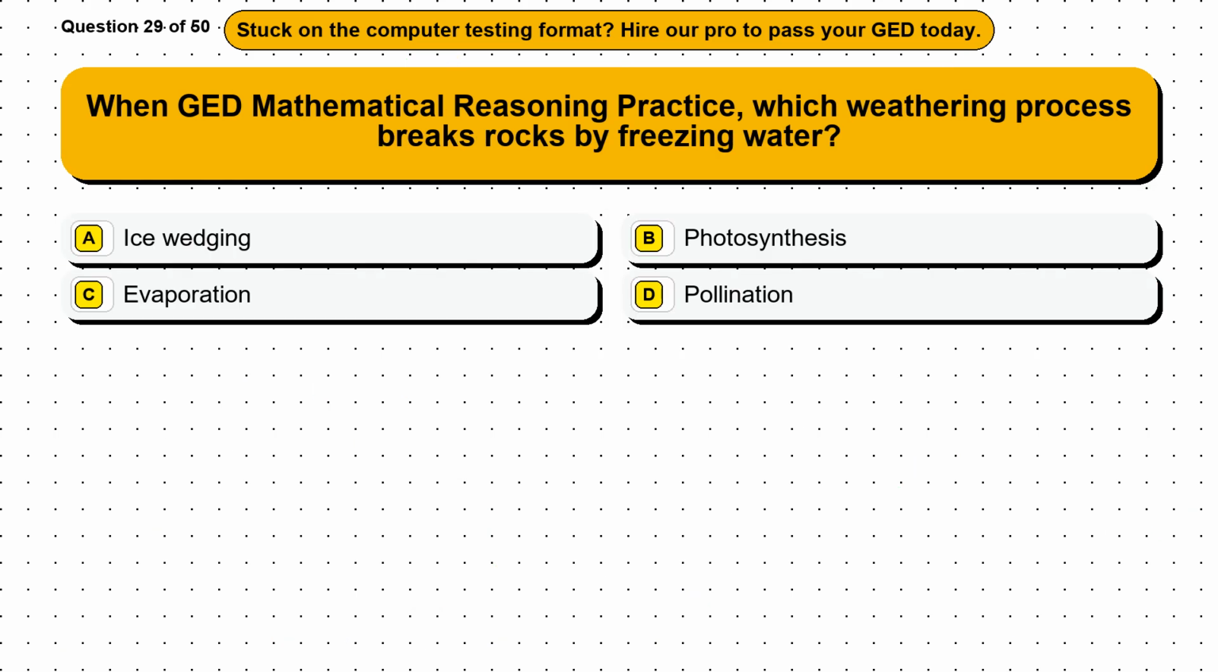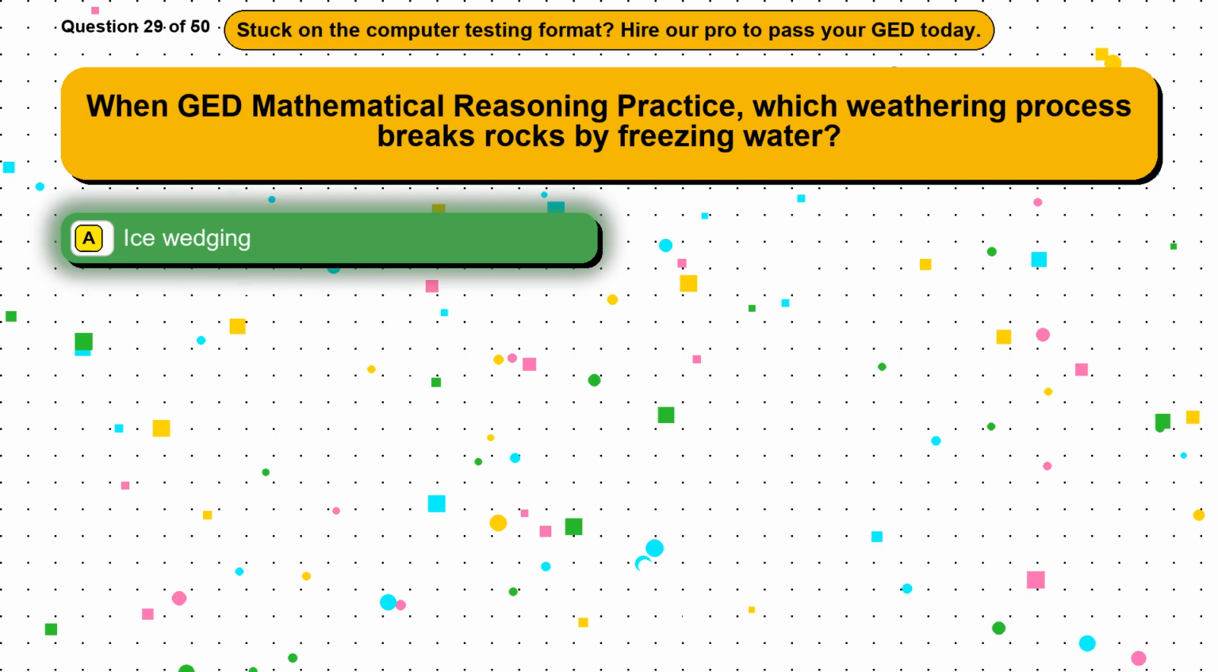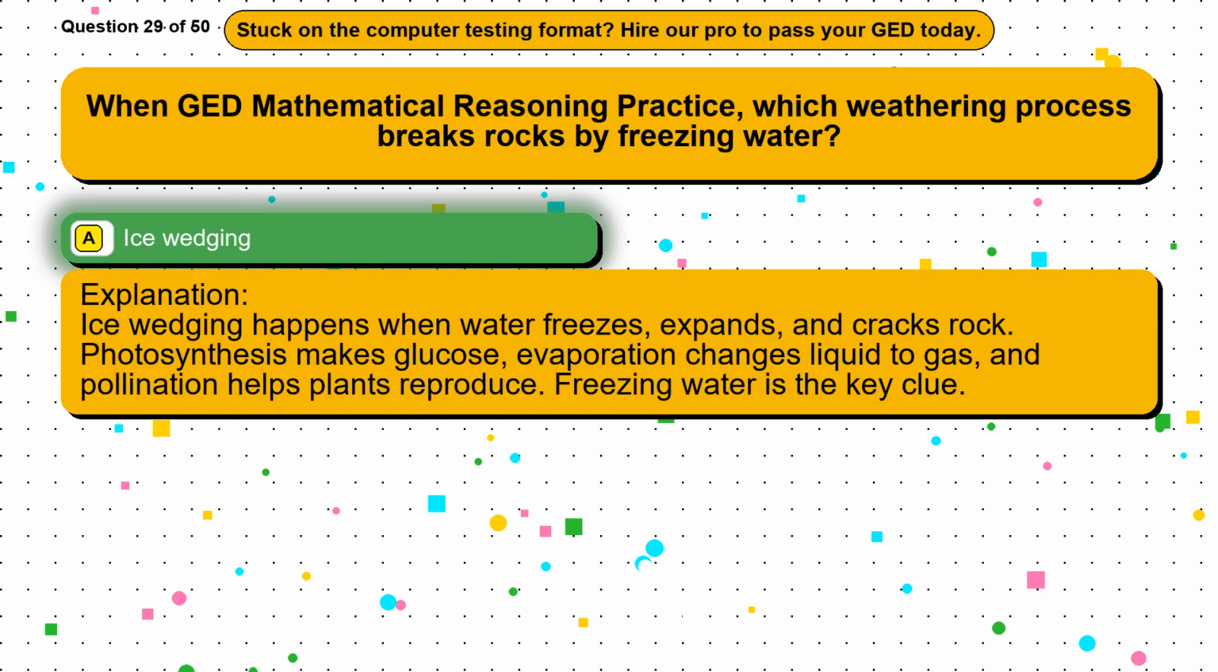Question 29. When GED Mathematical Reasoning Practice, which weathering process breaks rocks by freezing water? Option A. Ice wedging. Option B. Photosynthesis. Option C. Evaporation. Option D. Pollination. The correct answer is option A. Ice wedging. Ice wedging happens when water freezes, expands, and cracks rock. Photosynthesis makes glucose, evaporation changes liquid to gas, and pollination helps plants reproduce. Freezing water is the key clue.